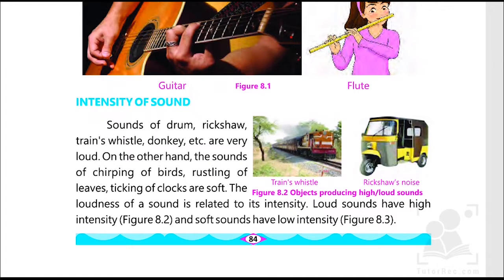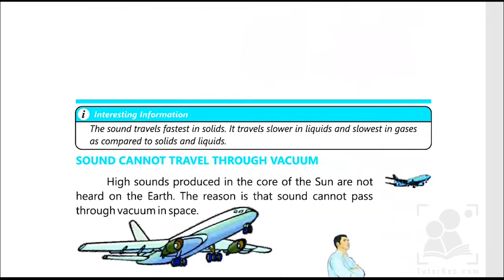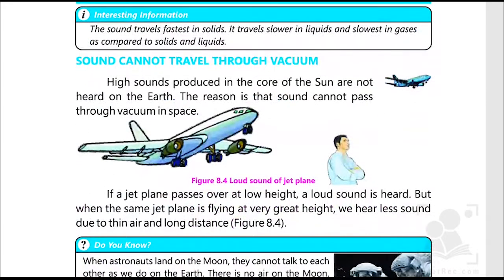Intensity. Sounds of drum, rickshaw, train's whistle, donkey, etc. are very loud. On the other hand, the sounds of chirping of birds, rustling of leaves, ticking of clocks are soft. The loudness of a sound is related to its intensity. Loud sounds have high intensity, as shown in figure 8.2, the train whistling and the rickshaw's noise. And soft sounds have low intensity, which has been shown in figure 8.3.